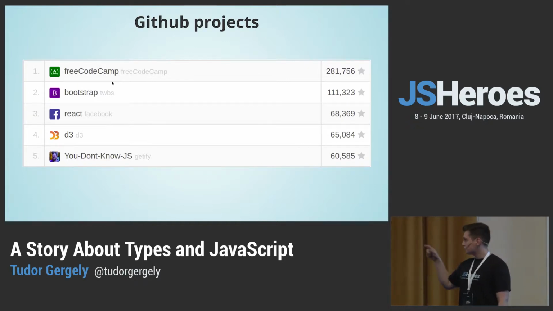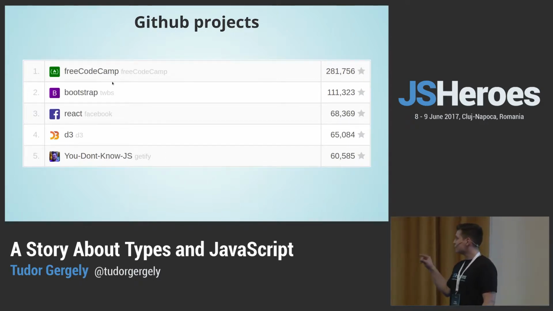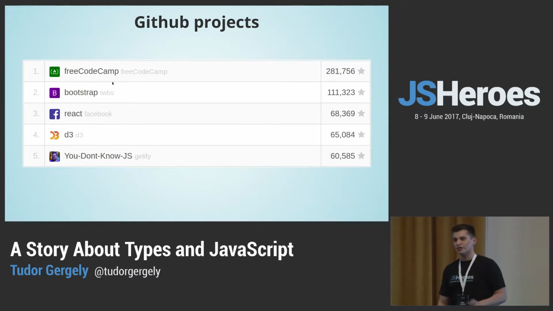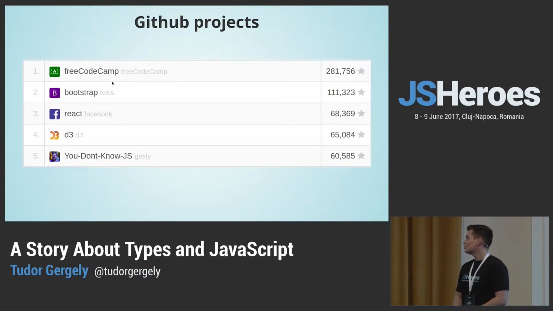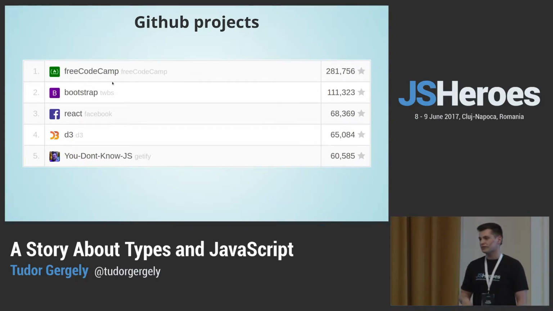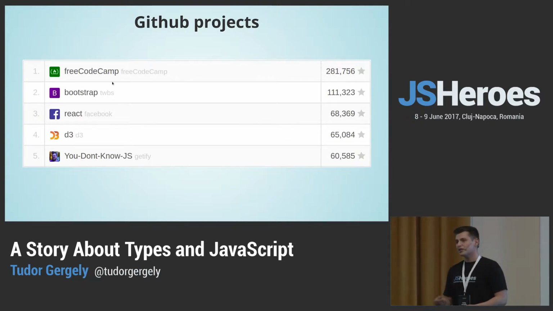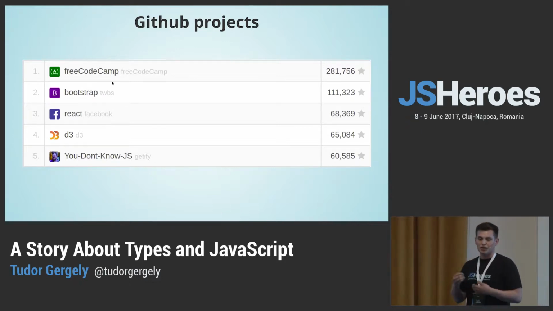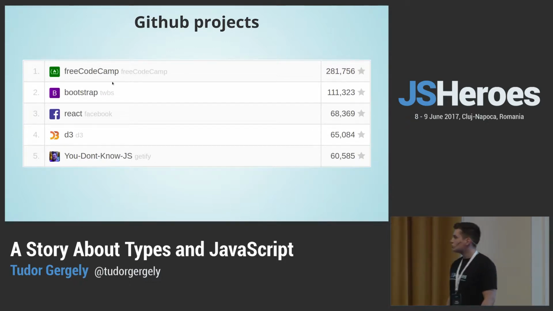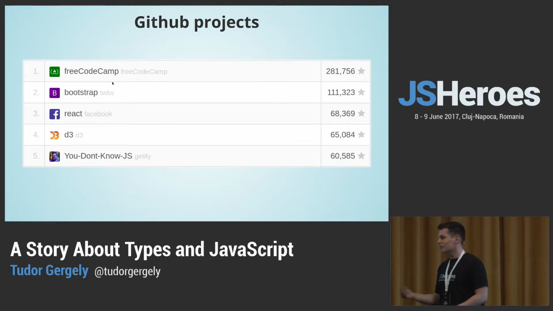And they are not all programming projects. That's important. I mean, you have React, you have Bootstrap, you have D3.js, all great libraries. But you also have You Don't Know JS, a great book. You should all read it. And the first position is Free Code Camp, which has almost 300,000 stars. A lot more than the others. And Free Code Camp is not even a programming project. It's about teaching. It's about helping beginners learn their way into programming, not only into JavaScript, but into programming itself.